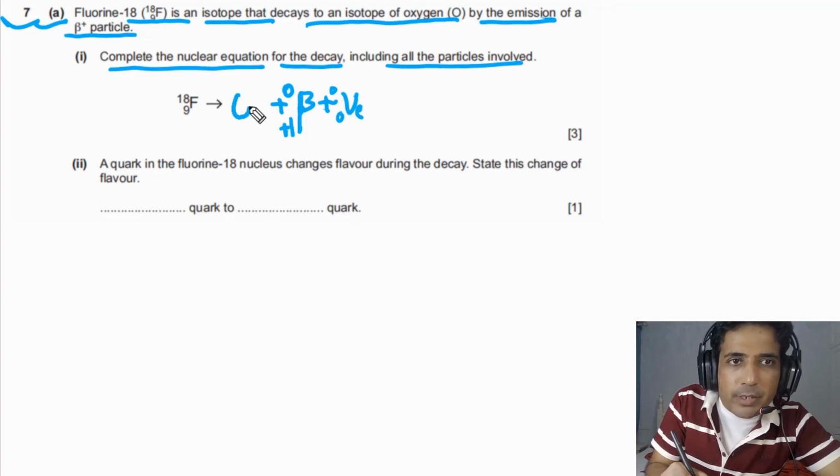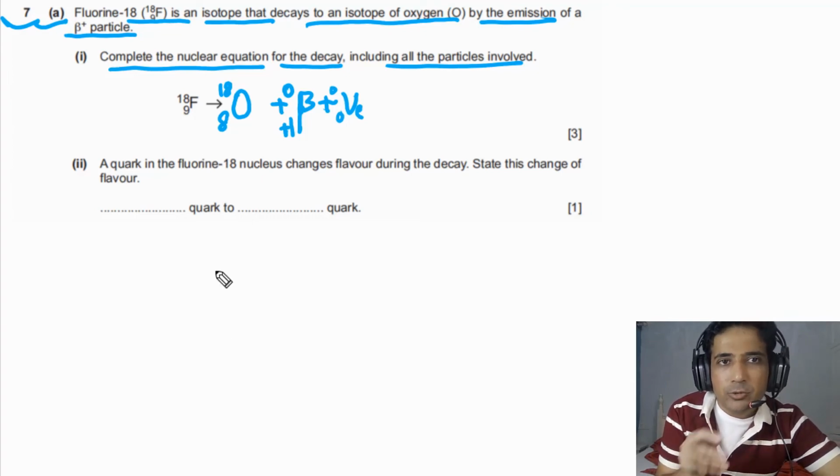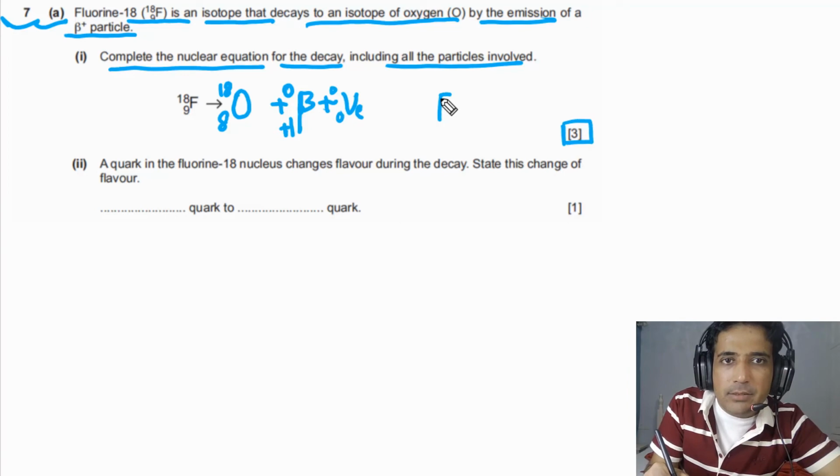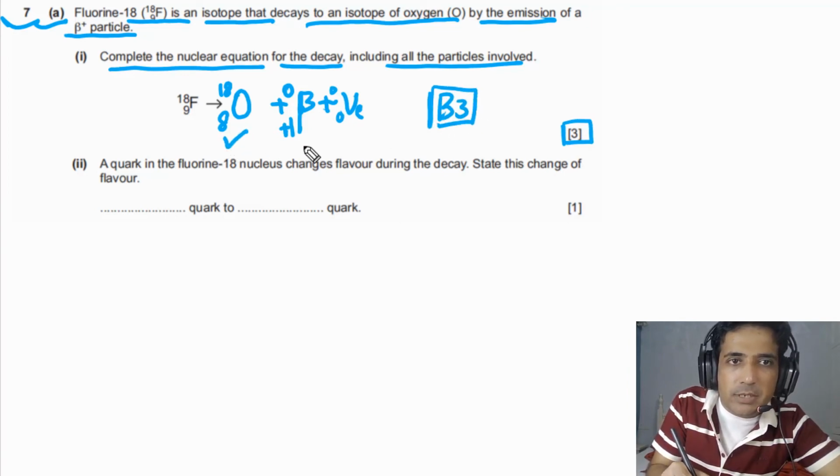Now we can write down the atomic number and mass number for oxygen. So you can see here, this is 1, so the atomic number here has to be 8. You can see this is 0, this is 0. So it means the mass number of the oxygen isotope has to be 18. If you write down these 3 points, you will get 3 marks, and these are 3 B marks. I mean, if this is correct, you will get 1 B mark, second B mark, and third B mark.